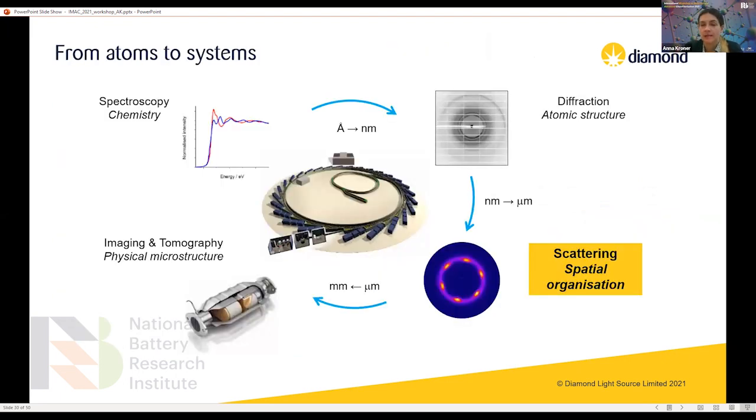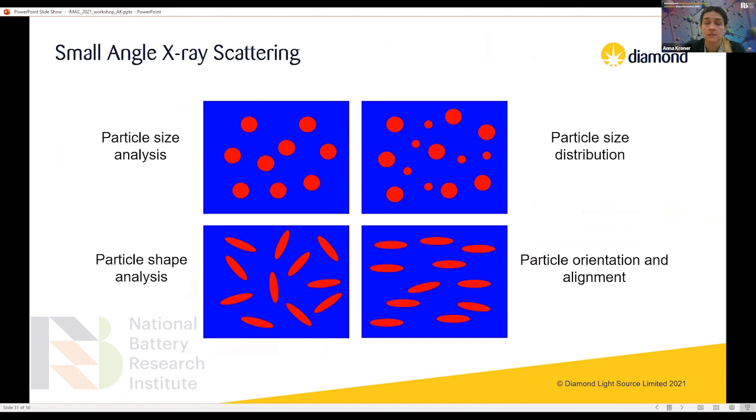The next technique I would like to talk about is small angle X-ray scattering. This is a technique where the contrast arises from the electron density difference between the particle and the medium which surrounds it. We can get information on the particle size, and on the particle size distribution if we are dealing with the same shape of particles. We can also perform particle shape analysis. And for systems that are non-isometric, we can also study the particle orientation and alignment.